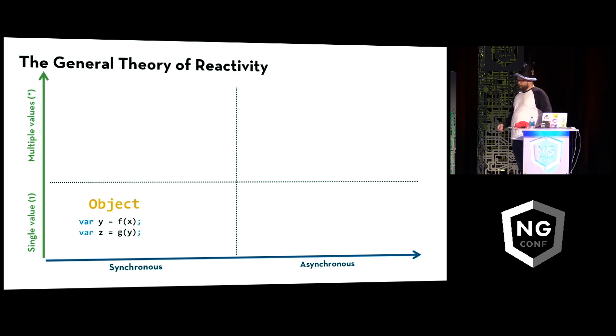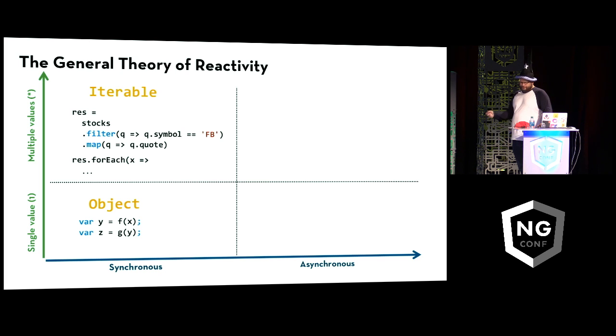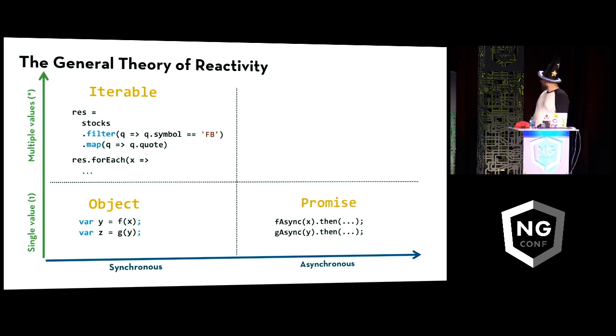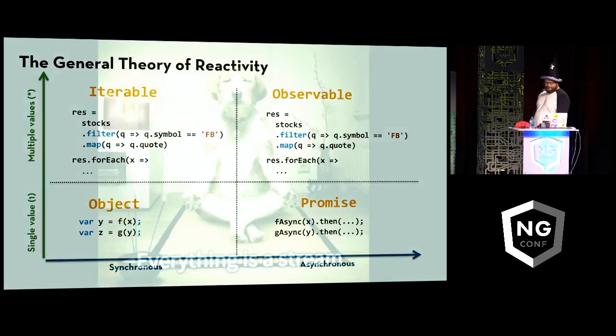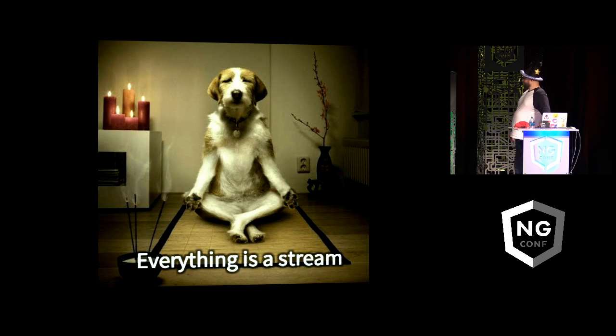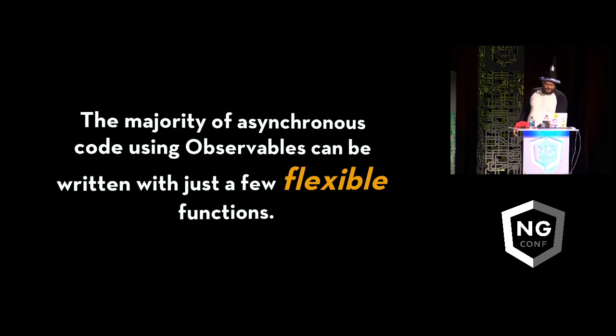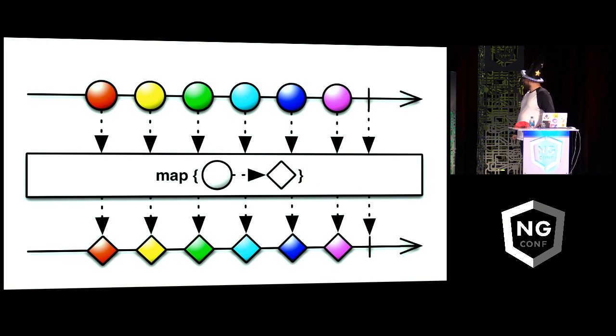So when we think about where it fits, we've got object for single value synchronous and iterable for multiple value synchronous. Then we have the promise for asynchronous single value. But then we have observable. So observable, as you can see from iterable, is the same exact code. So you kind of realize, wow, everything really is a stream. So if you understand a few very small things with very small functions, you can understand a lot.